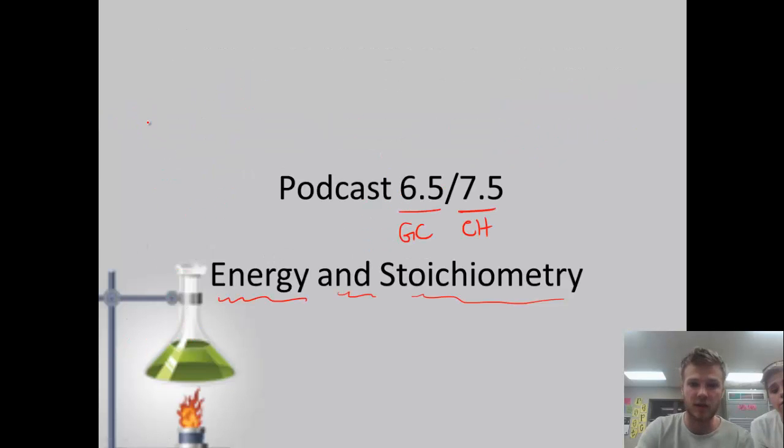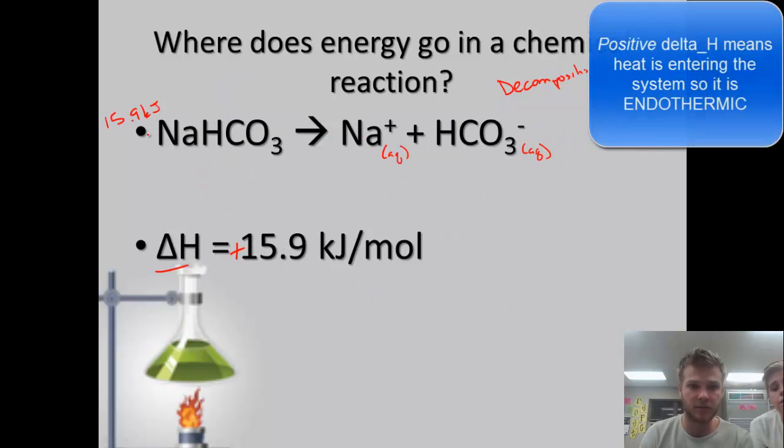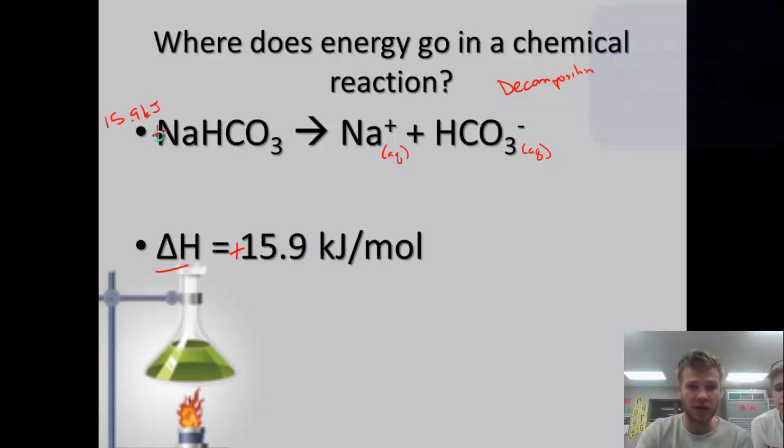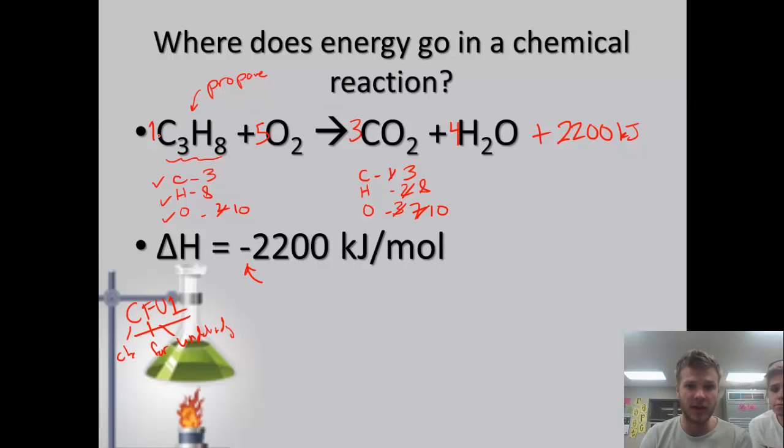kilojoules is going to go on this side. Please notice that it's kilojoules per mole. That's going to be really important coming up. If we look at the last problem, we really just have 1 mole of propane and 5 moles of oxygen reacting to form 3 moles of carbon dioxide and 4 moles of H2O, and releasing 2200 kilojoules.